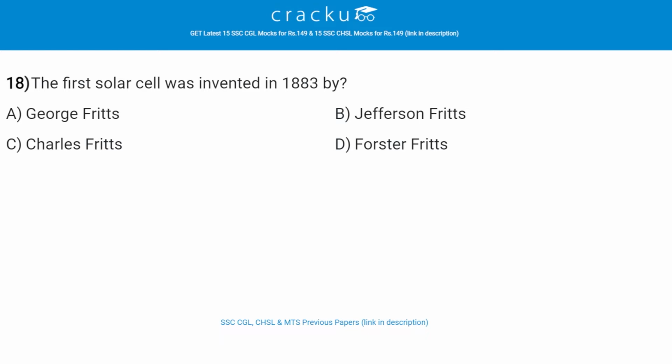The first solar cell was invented in 1883 by, the correct answer is C, that is Charles Fritts. He was an American inventor and he made the first solar cell from selenium.